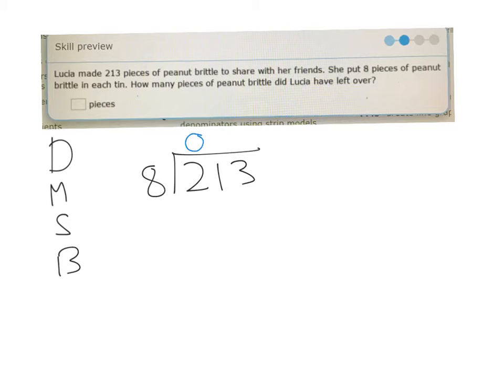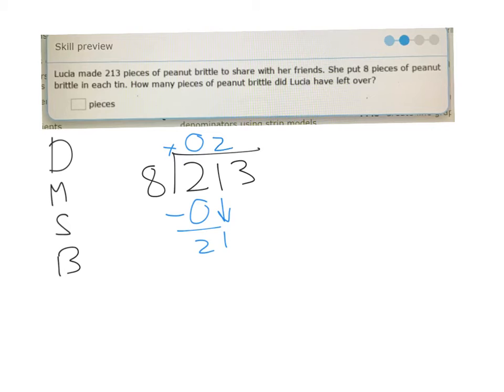0, multiply. 0 times 8 is 0. Subtract. 2 minus 0 is 2. Bring down the 1. Divide. How many 8s can I take out of 21? 2 times 8 is 16. 3 times 8 is 24. 24 is too big, so it has to be the 2.